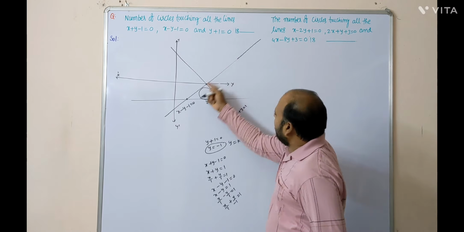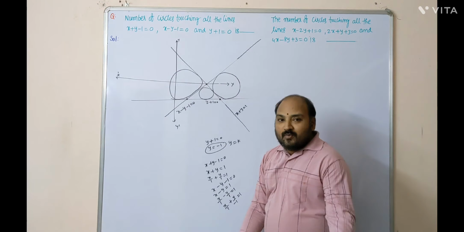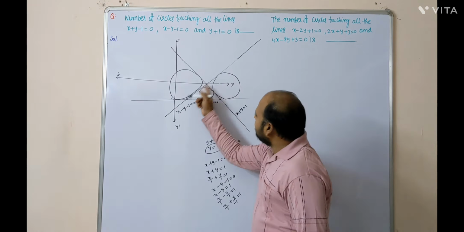This circle touches this line and this line and this line. Even this is also possible; you draw like this. This circle touches this line as well as this line as well as this line. And one more possibility: this line, this line and this line. You can draw like this also. So in total, how many circles are possible touching all the lines? 4.